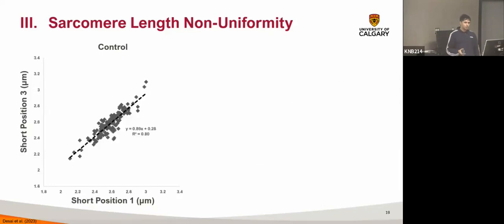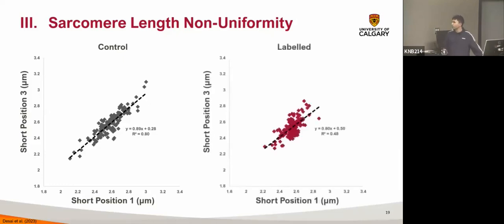Now looking at shorter positions, so here the average is 2.5. We wanted to measure if the same sarcomere stayed short and the same one stayed long. What we noticed is that we had a correlation value of 0.8, an R-squared value of 0.8 in our controls, and it was 0.48 in our labeled, which is still a medium correlation. So we are relatively predicting that the short one stays short and the long one stays long.